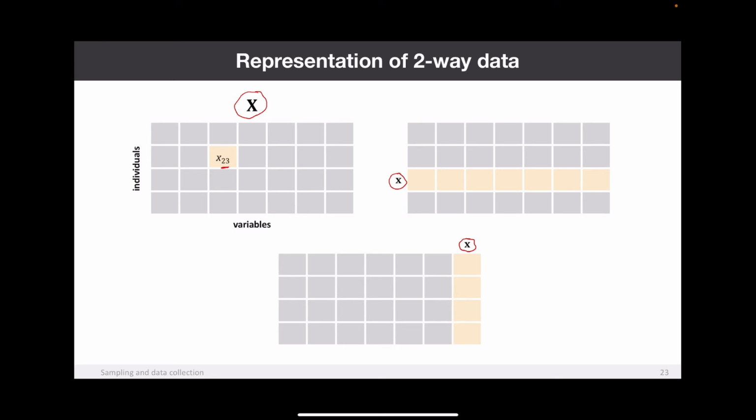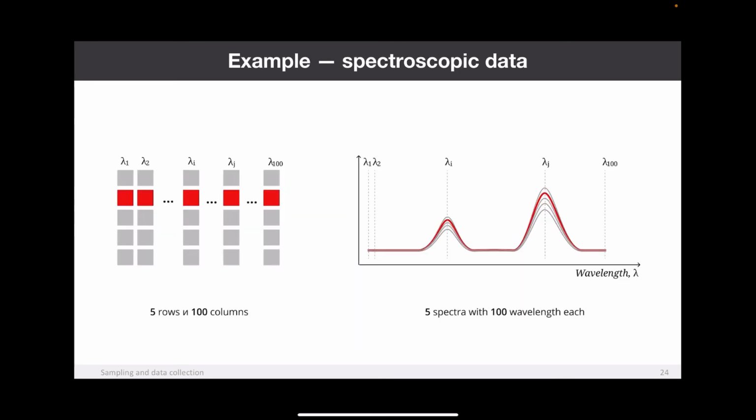For example, in this case, 2, 3 means second row and 3 means third column, right? So it's an element of matrix X, which is located at second row and third column. So this is the notation that we are going to use in this course, okay? And then I'll give you a couple of examples.